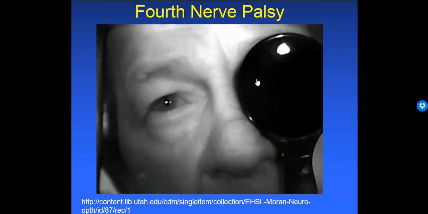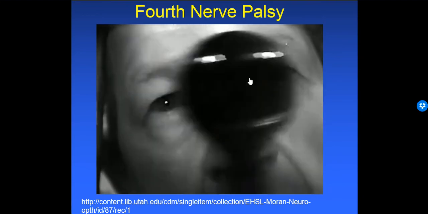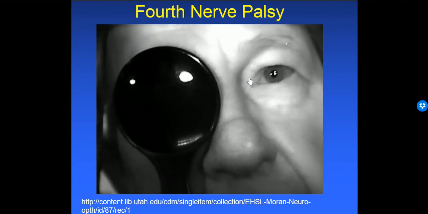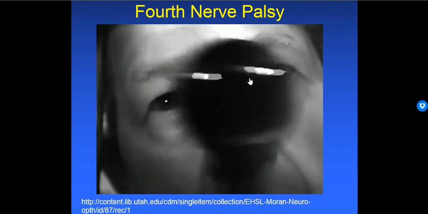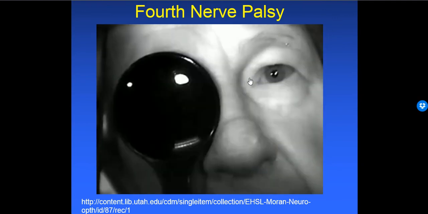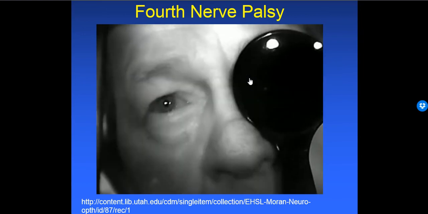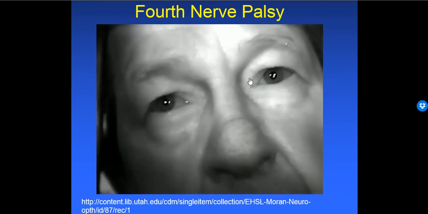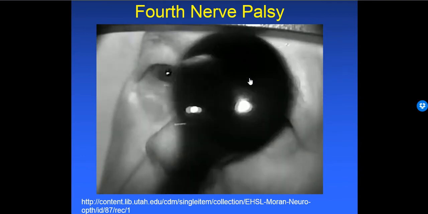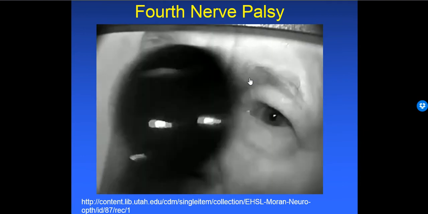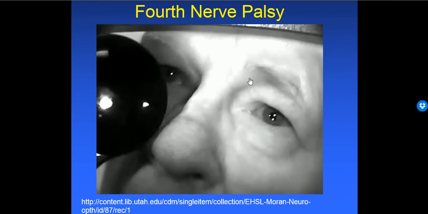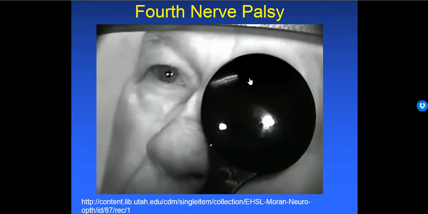When the patient tilts their head to the right over here, we see much more impressive movement, and that's because when you're tilting your head to the right, you really need your fourth nerve, your superior oblique, to be very active. However, when you tilt your head to your left, you don't really need your superior oblique. And so it's not very apparent here.